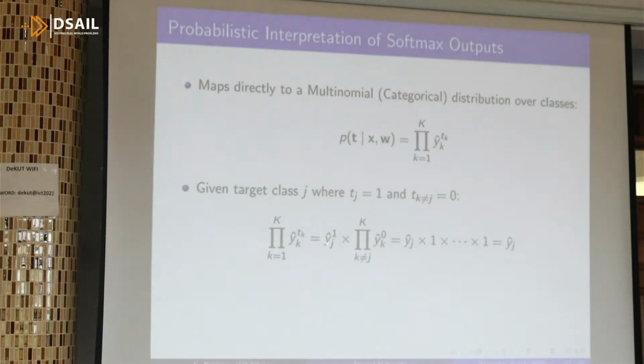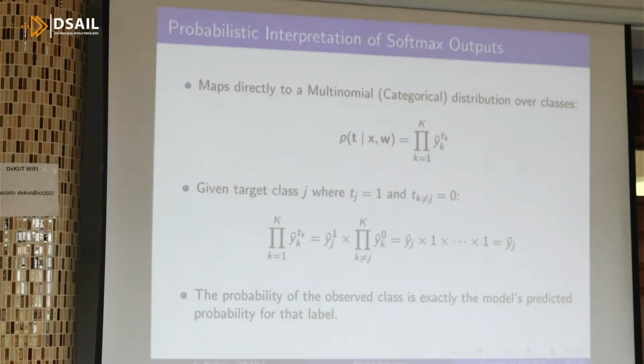This product is going to look like this. It's going to be y_j raised to power 1, because t_j in this case is 1, times everything else whenever k is not equal to j. y_k in that case would be raised to power t_k, which is 0. So it's y_k raised to power 0, which is 1. It's basically y_j times everything else, which is 1. So this is saying that the probability of the observed class is exactly the model's predicted probability of that label.